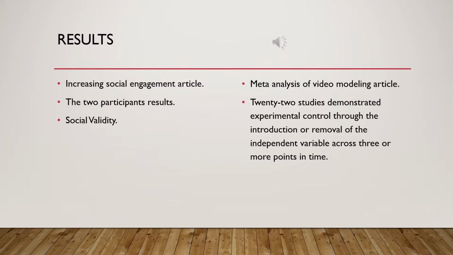So for the results section, on the increasing social engagement in young children article, the first participant, I'll call him participant A, had a mean percentage of social engagement during baseline of 3%, which reflected a flat trend in performance. His engagement increased to 43% during the intervention phase, which is great, with a slight increasing performance trend as well. On the last day of the intervention, his rate dropped back to 3% of the observed intervals.